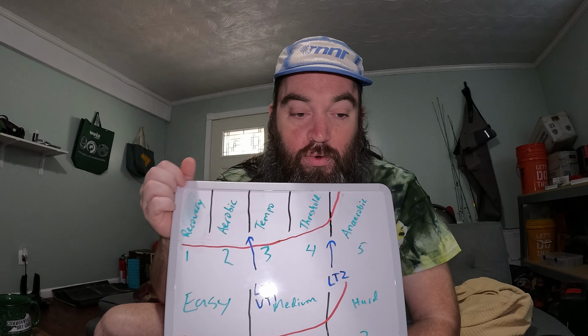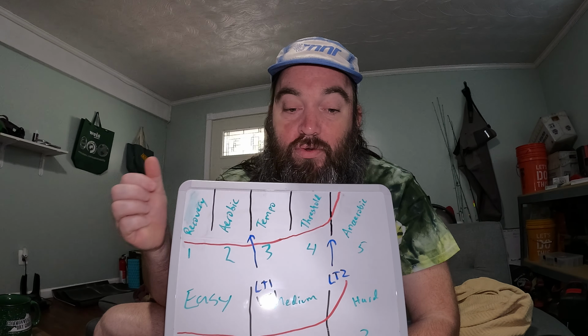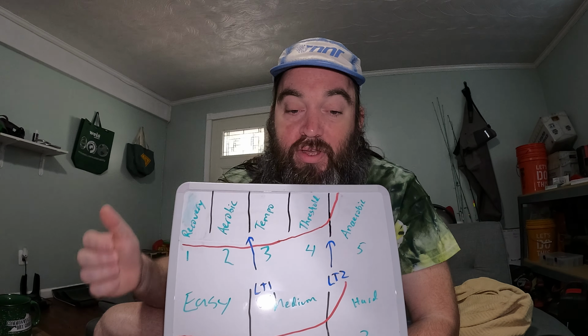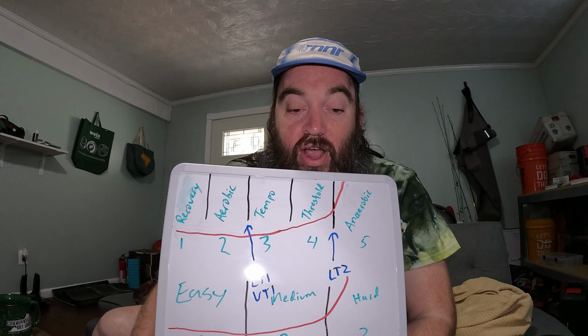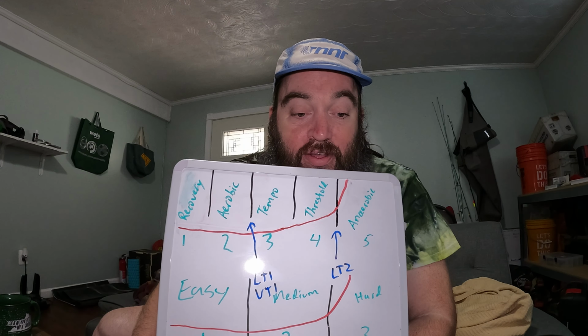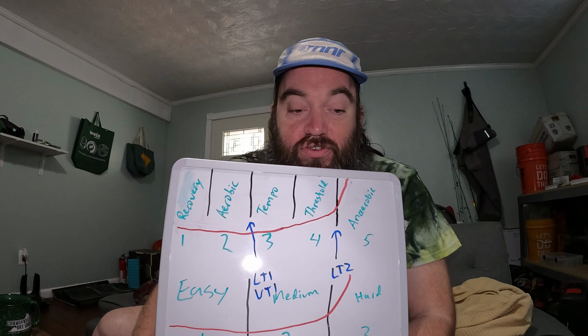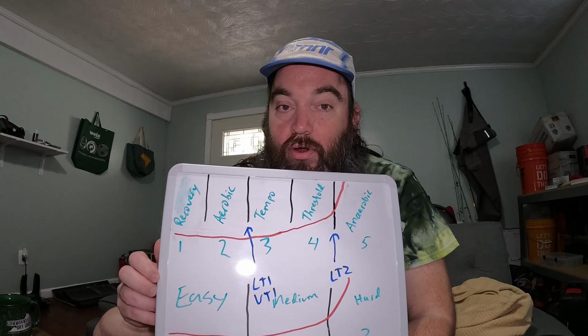In this model, zone 1 is your recovery zone. This is a zone you want to be in while you're doing active recovery, after a hard race or a workout where you're just trying to get moving, flush your legs out, just recover so you can get back to doing a hard workout or race sooner.